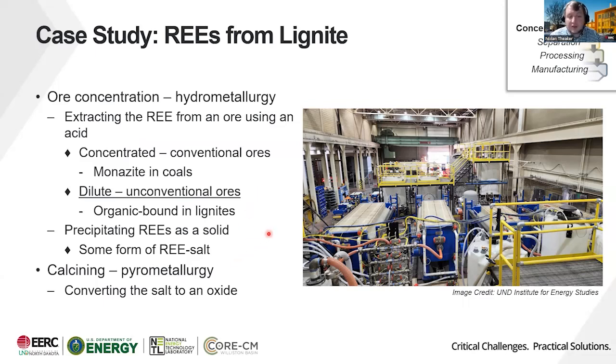Then I'll precipitate the rare earths as a solid, typically some form of a rare earth salt rather than an oxide. And then I'll, in essence, burn that salt, calcine that salt to convert the salt to an oxide. That way it's easier to process for separation purposes.